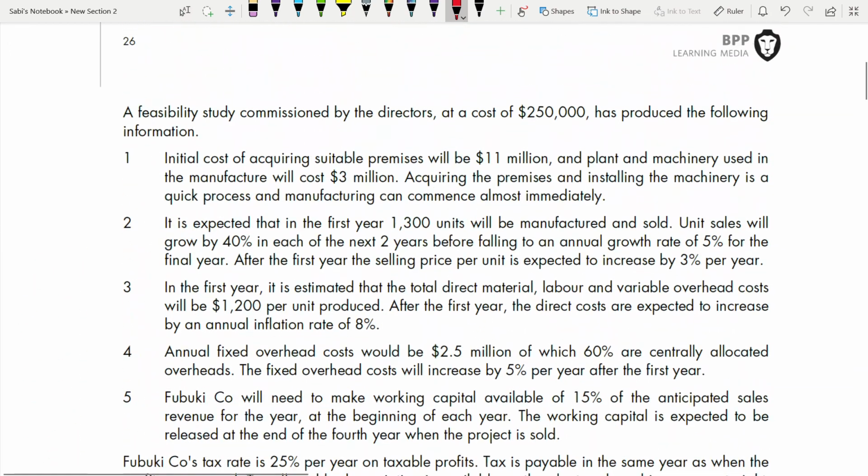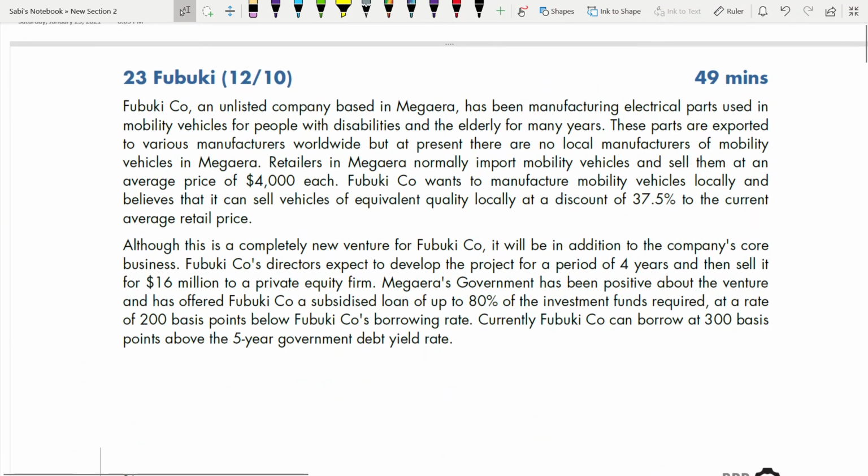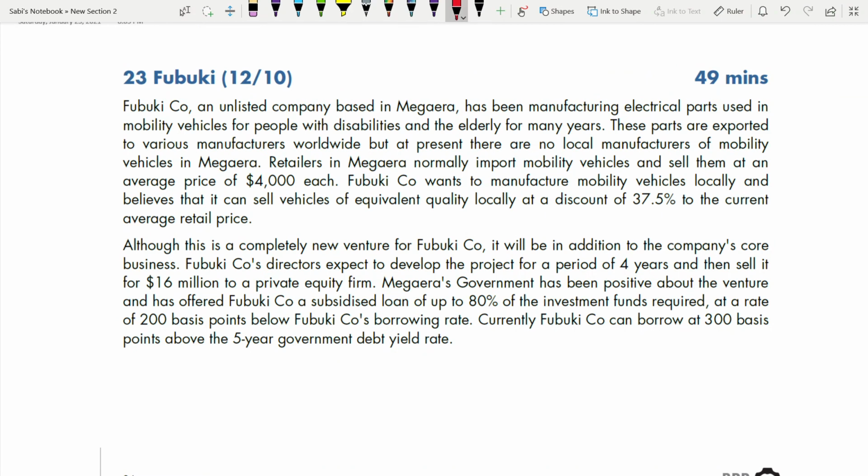Now, let us read. Fubuki, an unlisted company based in Megara, which is a country, has been manufacturing electrical parts used in mobility vehicles for people with disabilities and the elderly for many years. These parts are exported to various manufacturers worldwide, but at present there are no local manufacturers of mobility vehicles in the country. Retailers in Megara normally import mobility vehicles and sell them at an average price of 4,000 each. They don't manufacture.